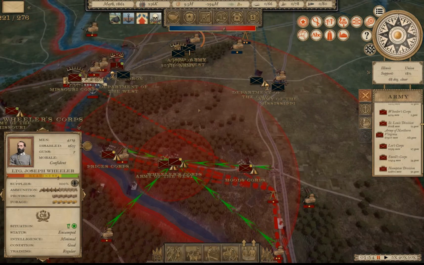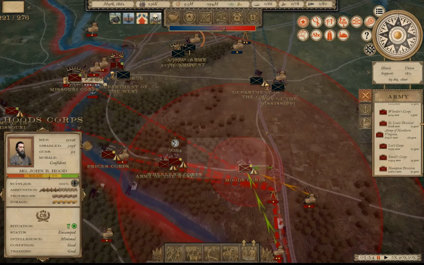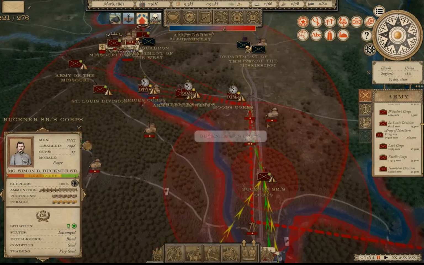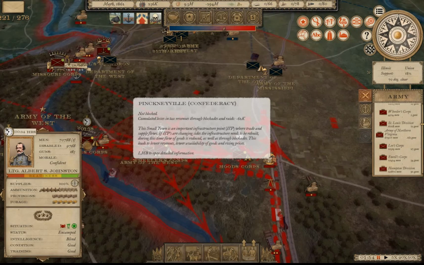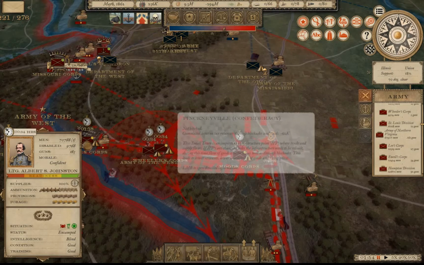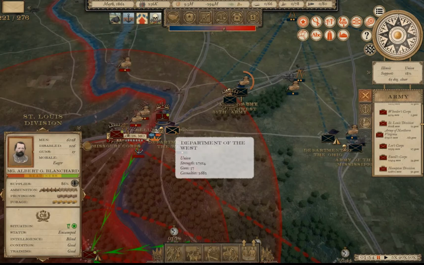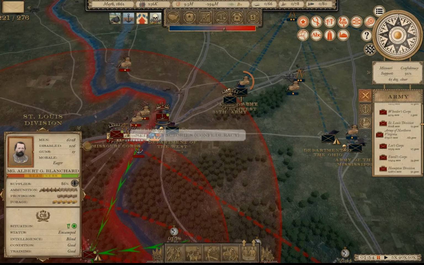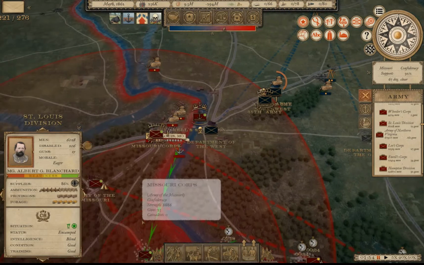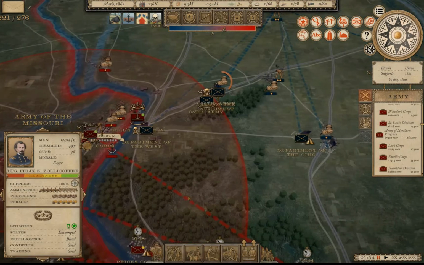Wheeler is going to try to screen our movements. Hood is going to move forward. Price is going to move, and Buckner will also move out. Johnston will headquarter at Pinckneyville. So you can tell the Union Department of the West is definitely guarding the St. Louis ferry, trying to prevent a crossing by Zollicoffer's Army of Missouri.